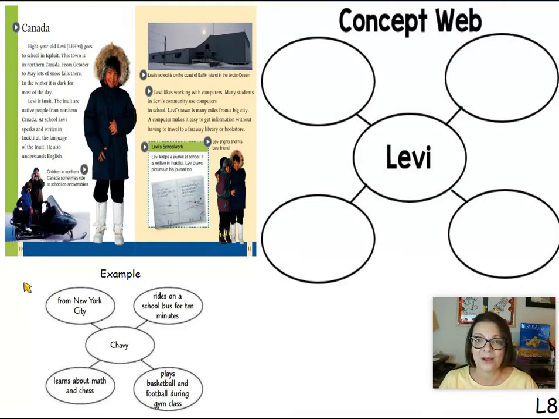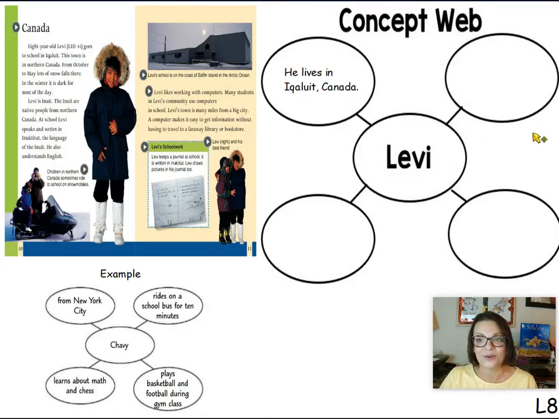So the first thing I might want to do is write down where Levi is from. Do you remember where Levi lived? Exactly, he was from Iqaluit. And so in this first circle up here, I might write, he lives in Iqaluit, Canada. Or you can just write Iqaluit, Canada if you would like. This would be a great place to pause the video to write that information down.